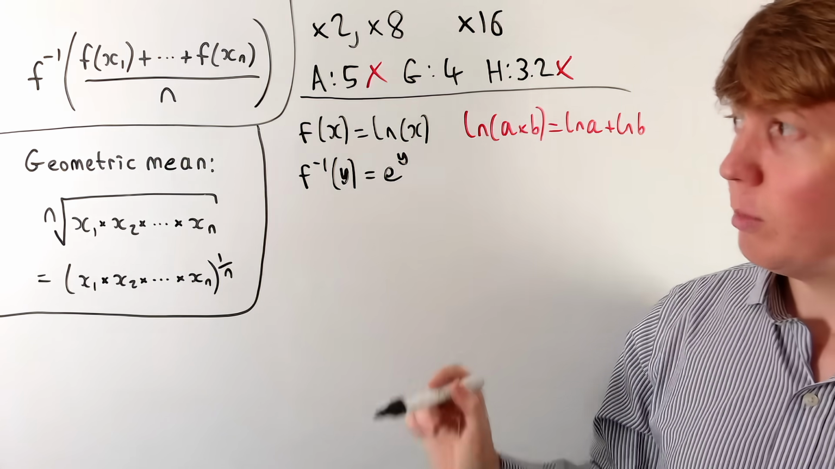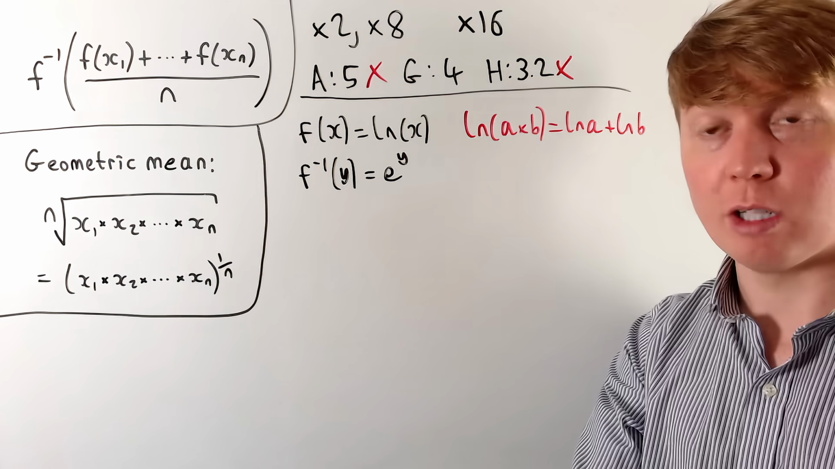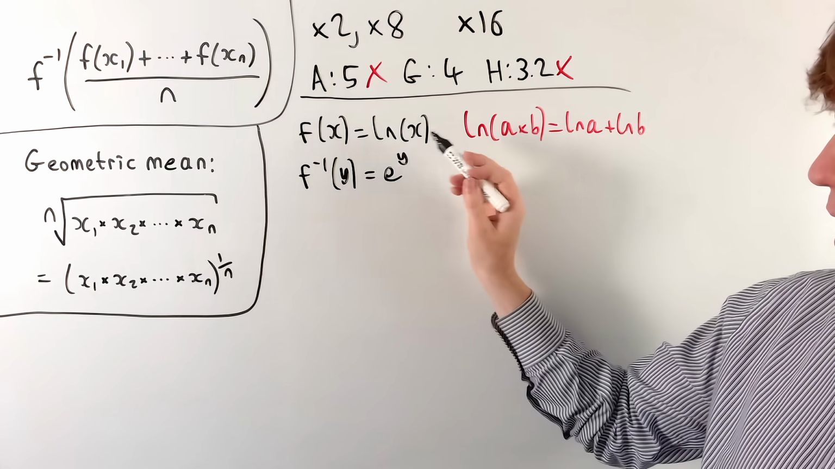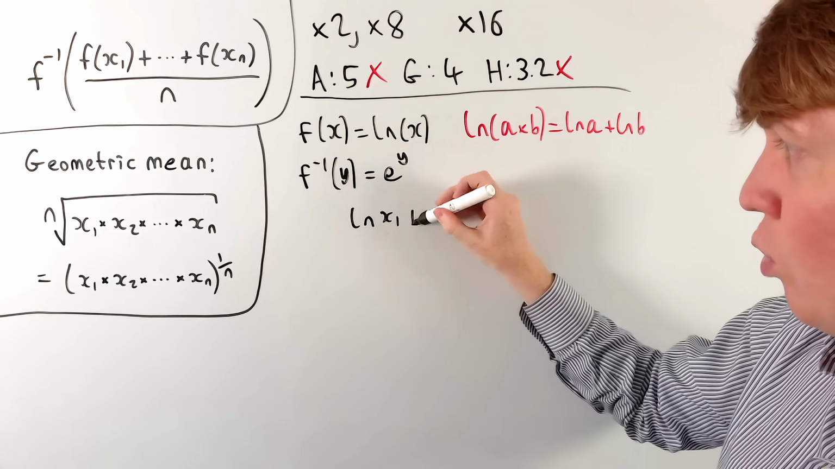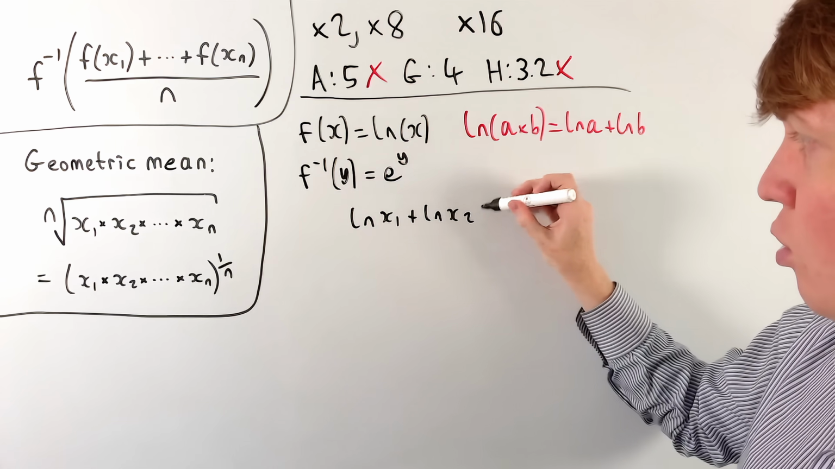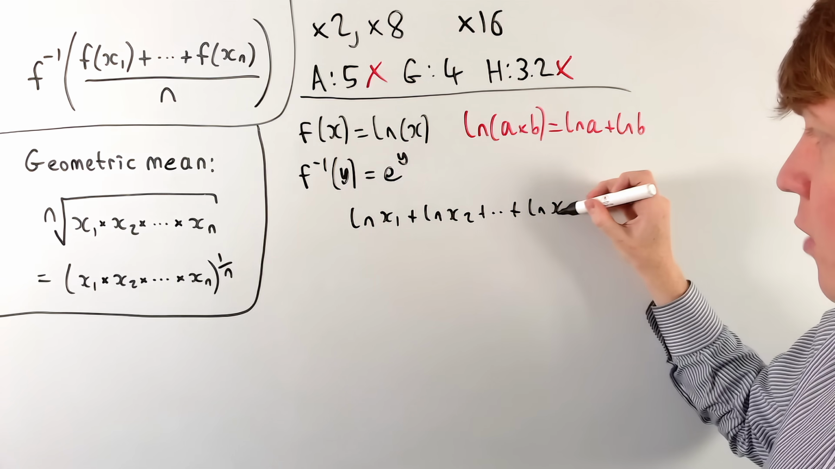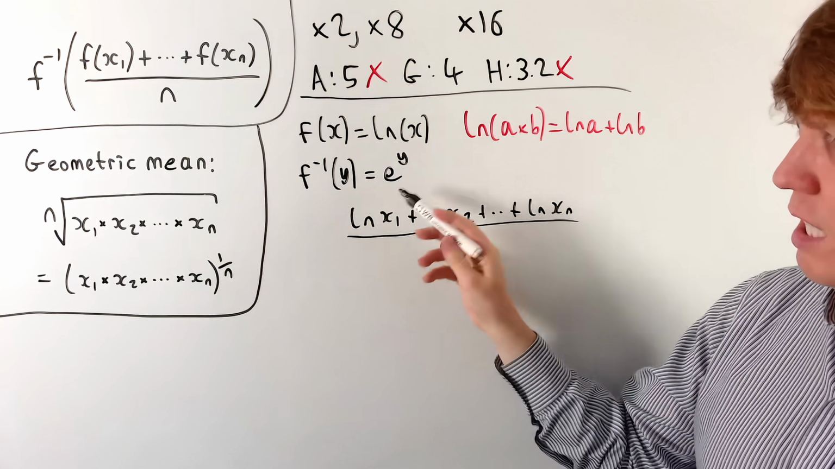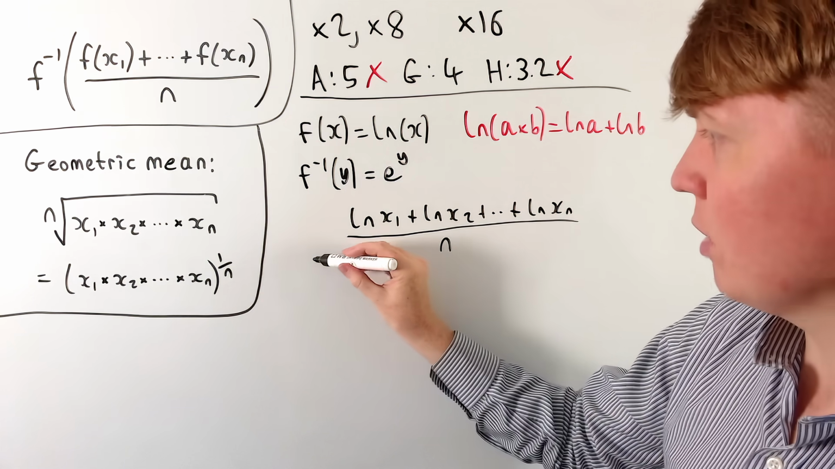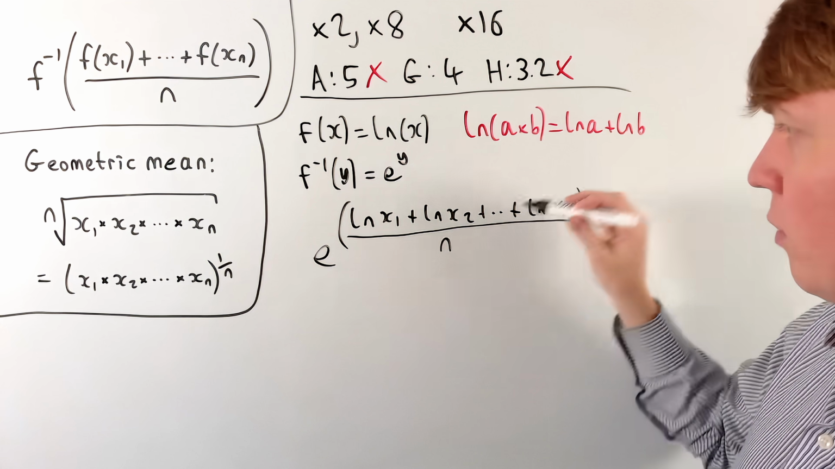So now if we try and apply this to see if this gives us the geometric mean, first of all, we're going to take the natural log of all of our values and add them up. So we've got ln of x1 plus ln of x2 up to ln of xn. We're going to divide all of this by n, and then we need to do e to the power of this. So we'd have e to the power of all of this fraction here.